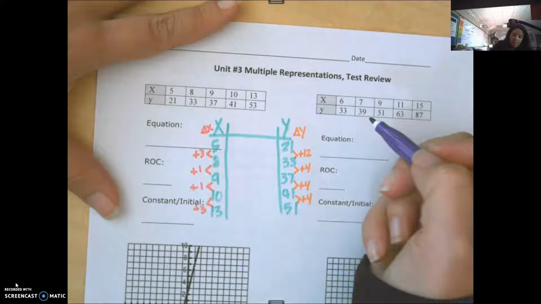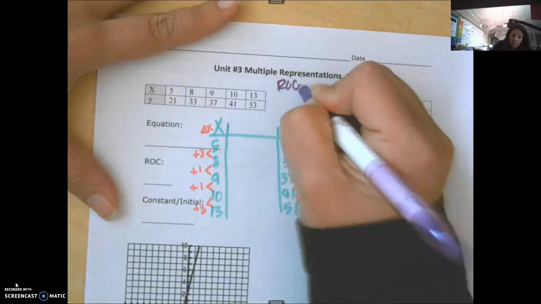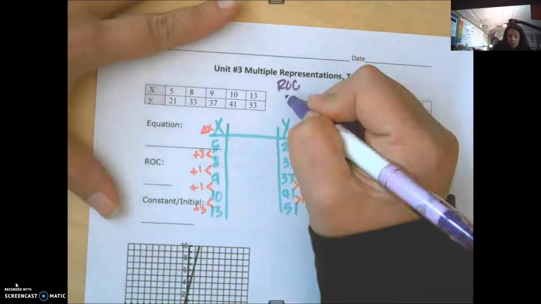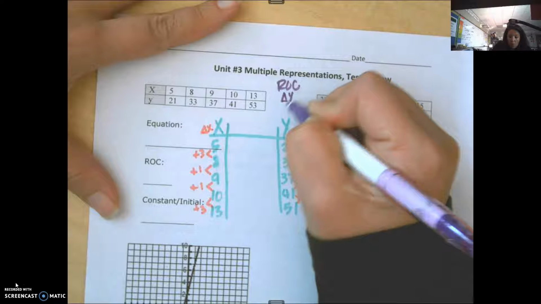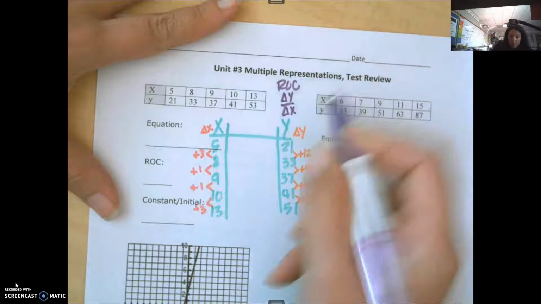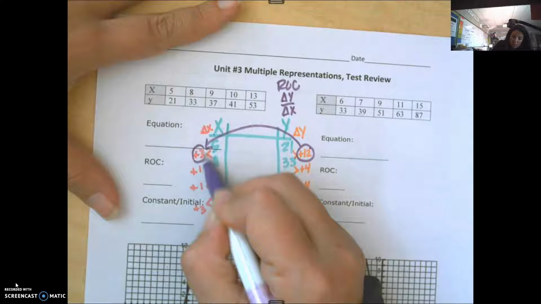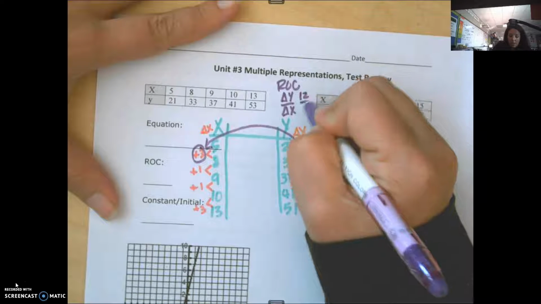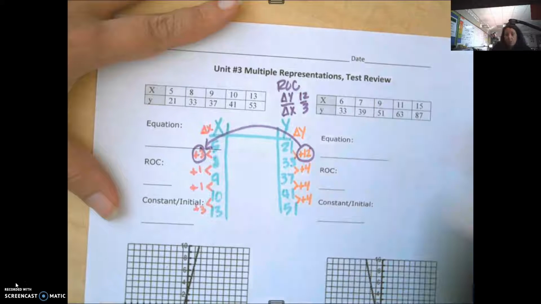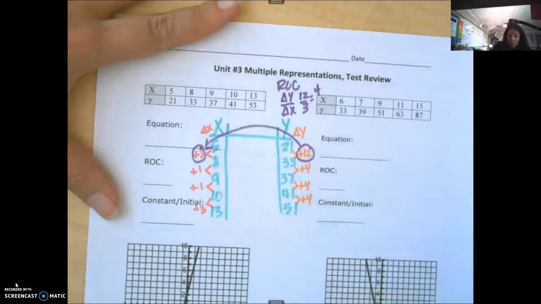So now I need to find my rate of change, my rock. We like to call it our rock. My rate of change is my change in y over my change in x. So it's this value to this value, a ratio of those two things. So 12 over 3. Well, 12 over 3 simplifies to 4. Now, I think my rock is 4, but I want to make sure.